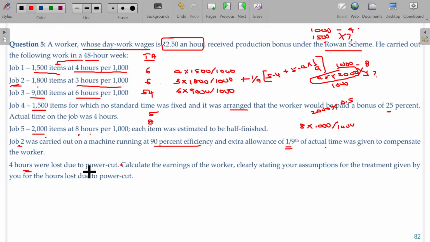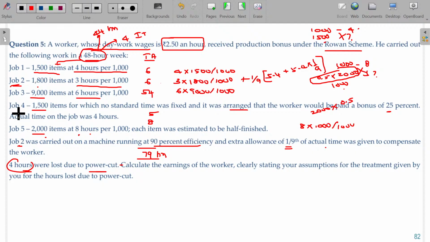4 hours were lost due to the power cut, idle time. Calculate the earnings of the worker. Okay, now you add up all this time: 60, 66, 74, 79. 79 hours is the standard time for completing the job. This fellow has completed in 48 hours. In that 48 hours, 4 hours were lost due to the power shutdown. This is called idle time. So effectively, you worked for only 44 hours for the job.